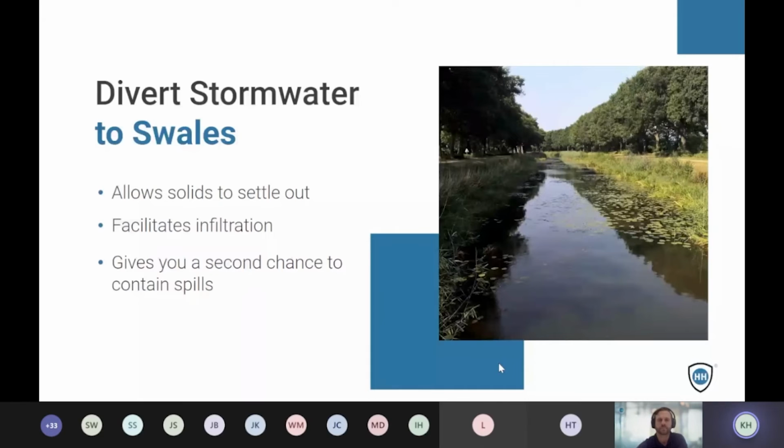It also gives you a second chance to contain spills. If you can divert any stormwater that you've got to a specific area, it gives you the opportunity, if you didn't catch it on land on a paved surface, to catch it within whatever area you have diverted it to before it gets into a stream or a river. It may not be quite as easy to control a spill on land as it is to control it in a detention pond, but it's certainly a lot easier to deal with it there than when it gets into a river or a water body.